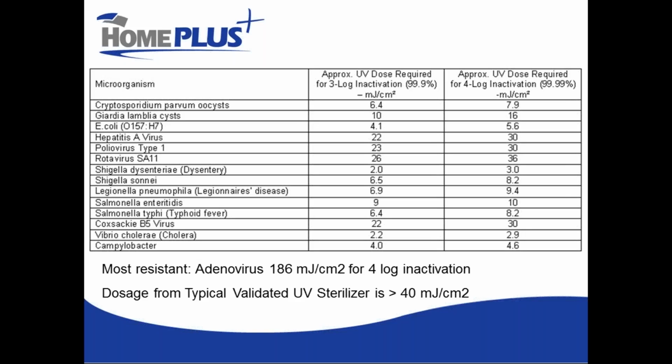So this is where we're getting into where our UV and chlorine work well together. So as we learned for crypto and giardia, UV is better than chlorine. For adenovirus, chlorine is better than UV. And this is one of the reasons why we use this dual barrier approach. But you can see that even fairly resistant viruses like rotavirus and poliovirus, Coxsackie B5 virus, etc., they're all inactivated at that dose of 40 millijoules to that 4 log level that we're targeting in our 43210 objective.